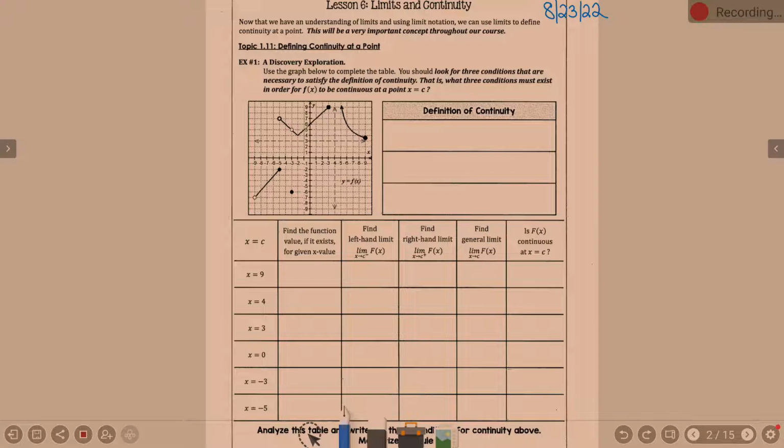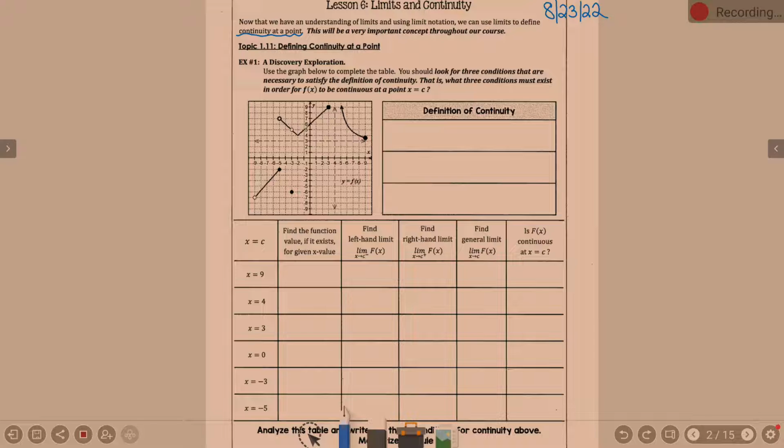This is a huge thing, to be able to talk about whether a function is continuous. In lots of our theorems and various pieces that we do throughout calculus, you have to be able to know, is something continuous? And that's what we're going to talk about. So, important concept here. Example 1 calls it a discovery explanation. We're going to use the graph to complete the table below. And then, as we get this, there are going to be 3 conditions that are necessary for the definition of continuity. And we're going to talk about what those 3 conditions must be in order for f of x to be continuous at a point, x equals c.